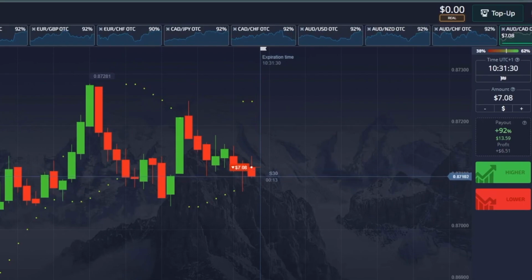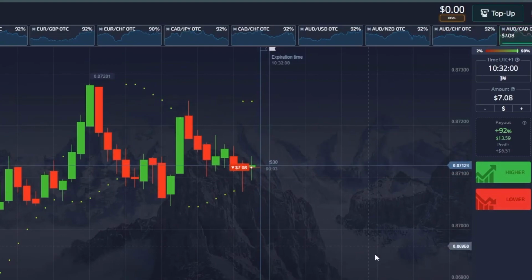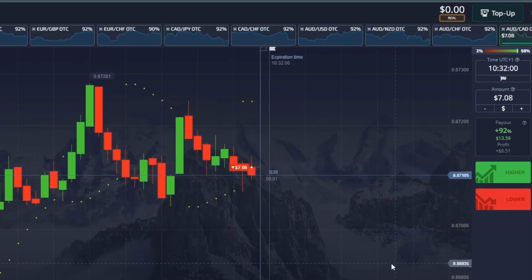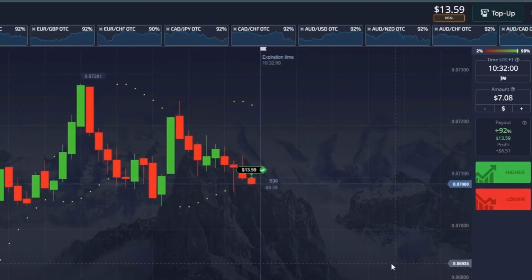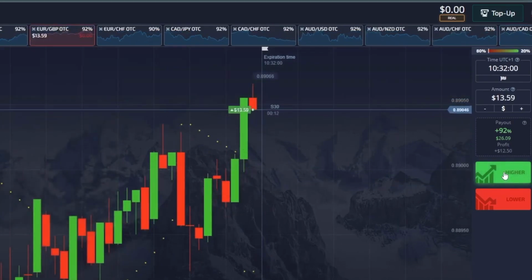And this trade here is pretty tight, I must admit. Now, you could lose out here, and then you'd have to start again with $1. So then your risk would be $2, wouldn't it? But this is a tight trade, but we're okay. It's come in, so we're now at $13.59, and I found another trade on here.